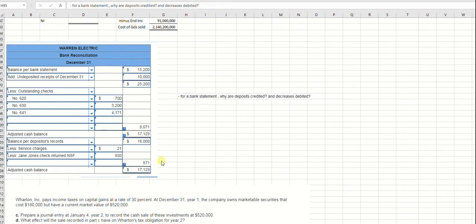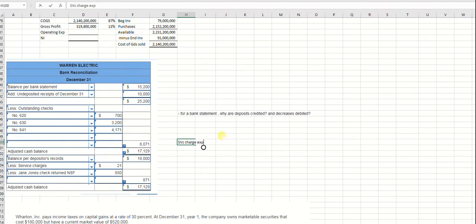So what I have to do for a bank reconciliation is I have to make journal entries for the books. I don't ever make journal entries for the bank. So notice this has what our cash account says is $18,000, and then I have service charges. Well, service charges are a decrease in cash, so I'm going to debit service charge expense.